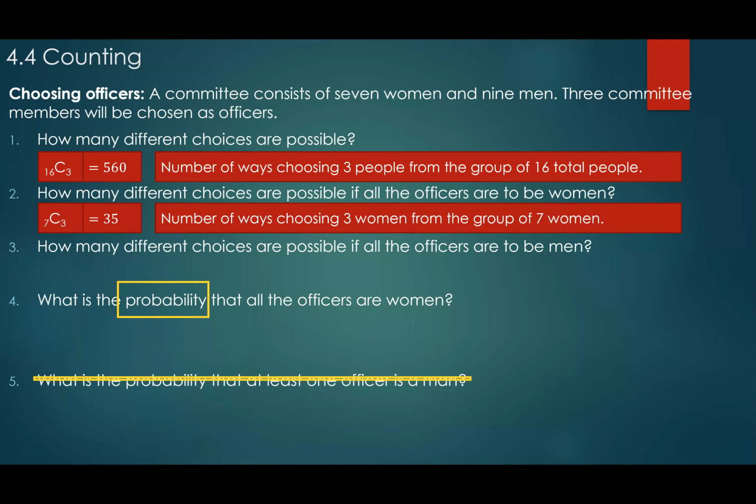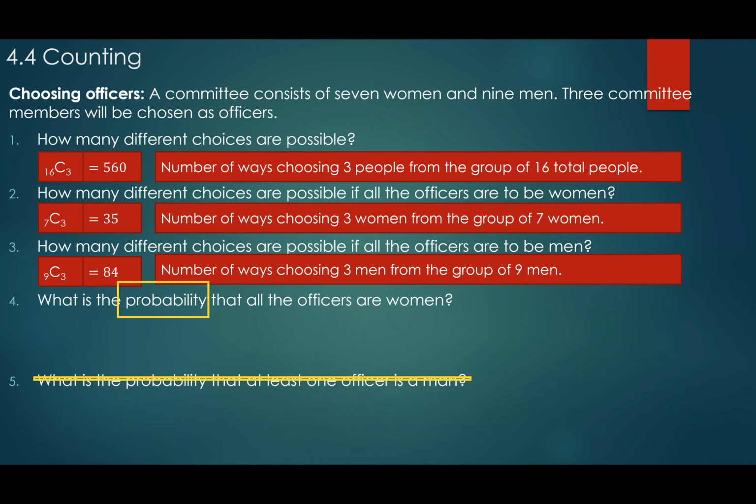And vice versa, number 3, I have 9 choosing 3. Why? Because this is the number of ways that I can choose 3 people, and all 3 of them are men. If you take 35 and add the 84 together, that will give you 119. As you can see, there are 560 total possible ways. If you add the 35 and the 84, that gives you 119, meaning they are the leftover.